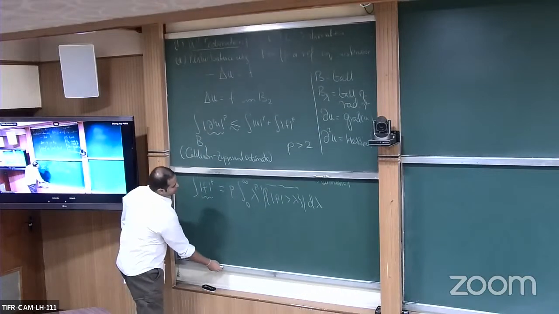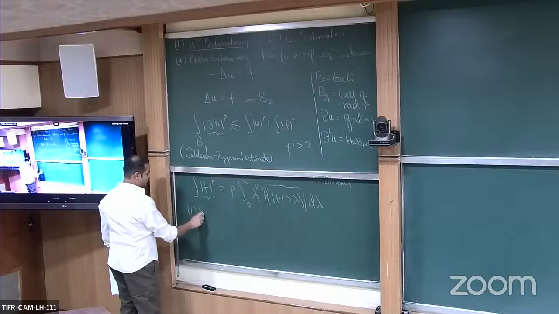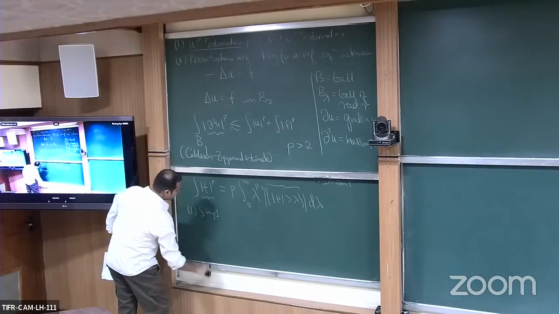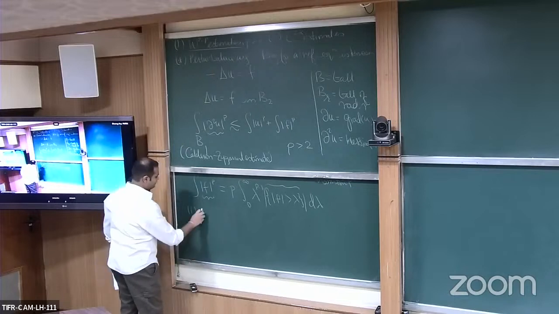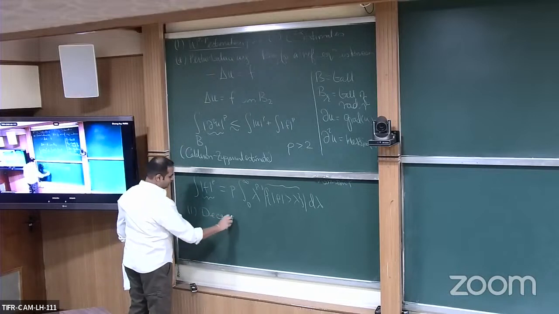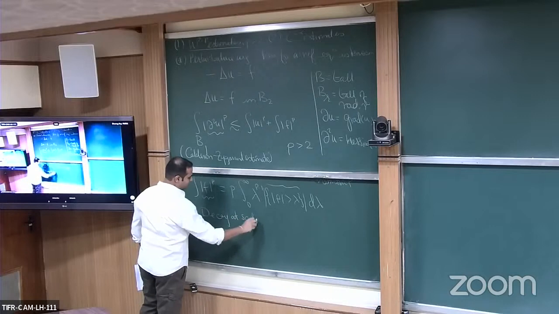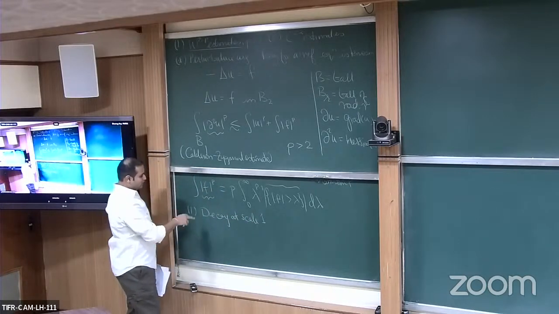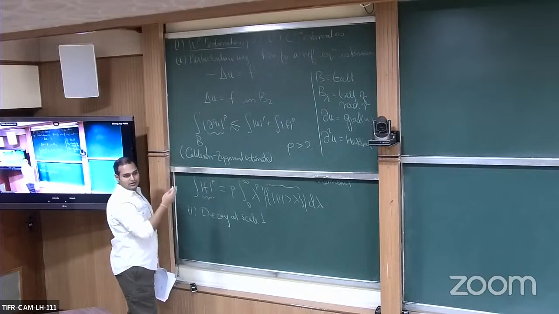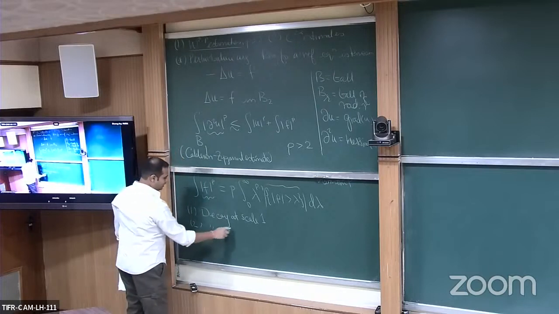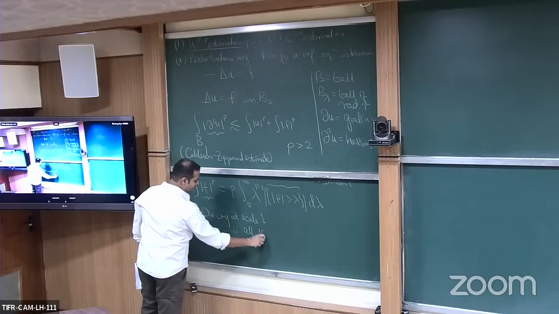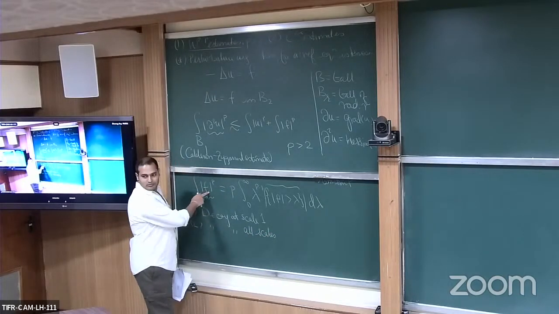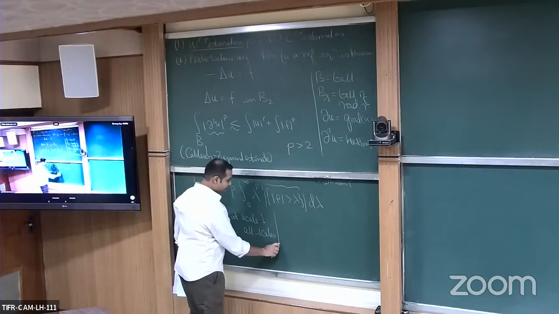And how we will do this is there will be a step 1: decay at scale 1. And then, because you have a PDE, this is where the PDE comes in, you have certain scaling properties of the PDE. So then you get decay at all scales. And once you have decay at all scales, you will get this LP estimate. Alright, so this is how it goes.